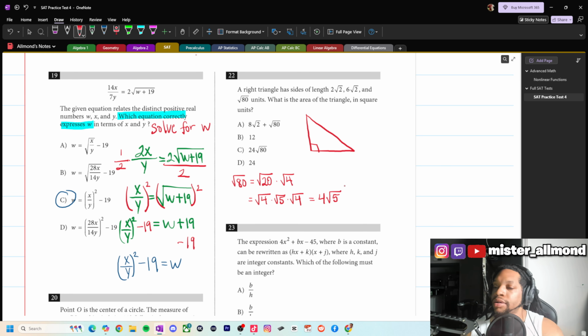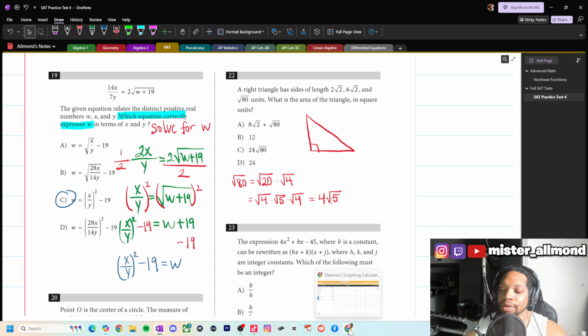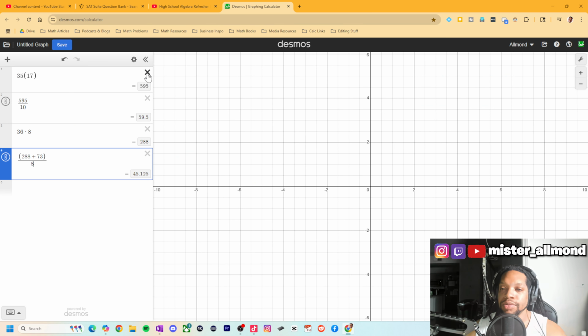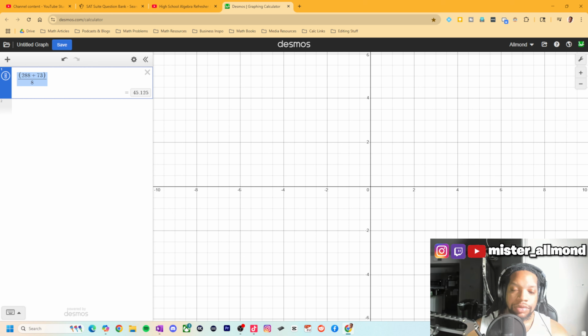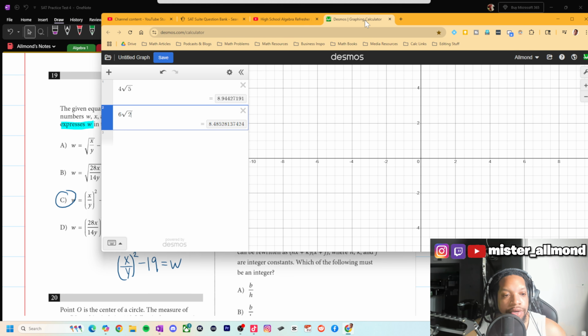And then I guess what I'm trying to do is make sure that of my 3 lengths, I'm going to let my longest one be my hypotenuse, because the other 2 are going to be my base and my height. So between 6 times the square root of 2 and 4 times the square root of 5, I'm going to Desmos them to see which one is bigger, 4 root 5 or 6 root 2. And for people who are doing this for the first time, this is how you do it. You just type SQR, and that's a shortcut for square root.